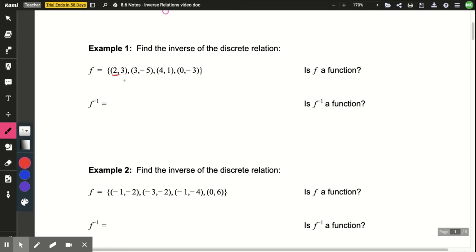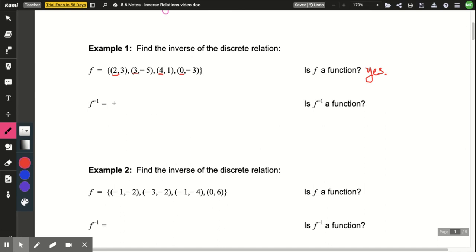My first x value is a 2, and it's assigned to a y value of 3. If I go through and look, none of my other x values are 2, so 2 is safe. My next one is a 3. I go through and look at the rest of them, and none of those are 3. My next one is a 4, and the only other one there is not a 4. So that means this one is in fact a function. Each of the x's that are there has its own y value.